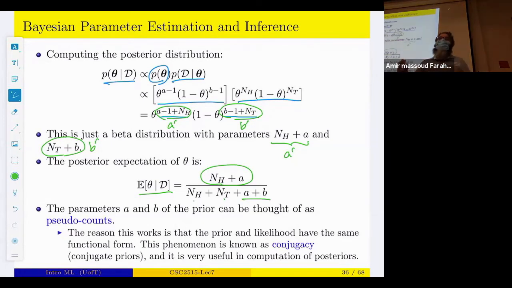This gives an interpretation of what a and b are doing. We can think of them as some form of pseudo counts. These are not actual counts of coins that we have observed in data, but they are added to our estimate as if we had seen a number of heads and b number of tails before even seeing any data.